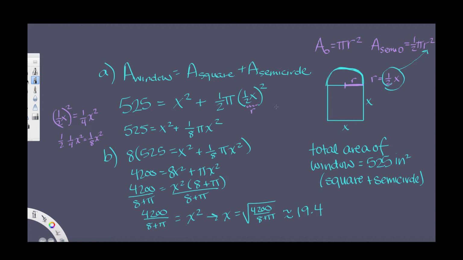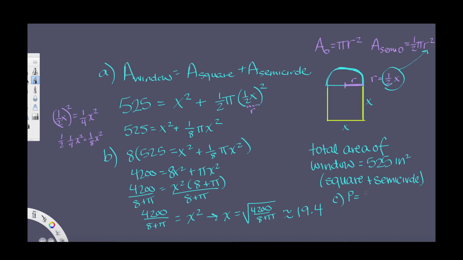And then finally, part C is asking us for the perimeter of the window. Hopefully I don't run out of room here. I'll kind of squeeze this in over here. Part C is asking us for the perimeter of the window. Okay, so the perimeter of our window is going to be, if we go around, we've got 3 x's, right? 3 sides of the square on our perimeter, and then half of that circle.